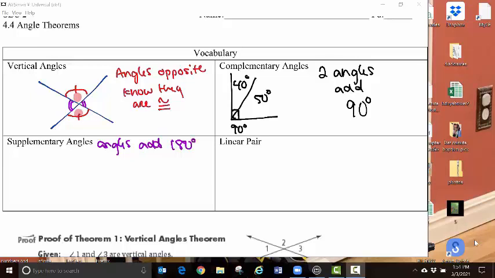All right, next, supplementary. They are angles that add to 180 degrees. If you think about it, all the way around a circle is 360, so if the angles make half a circle, that would be 180. These two angles right here are supplementary. This one is 150 and this one is 30. However, they do not have to touch like that. You could have the 150 here and maybe the 30 over here. They don't have to be touching.